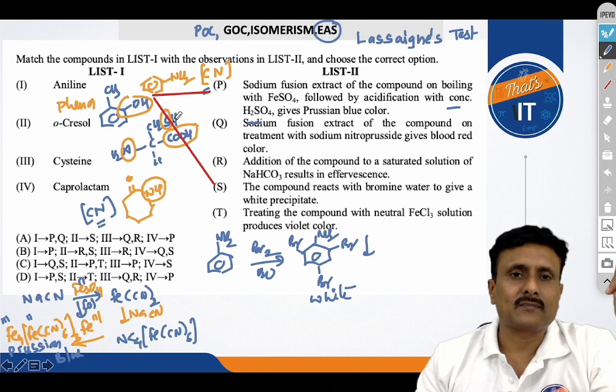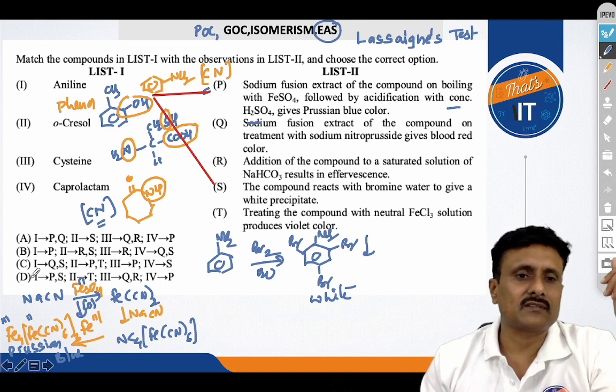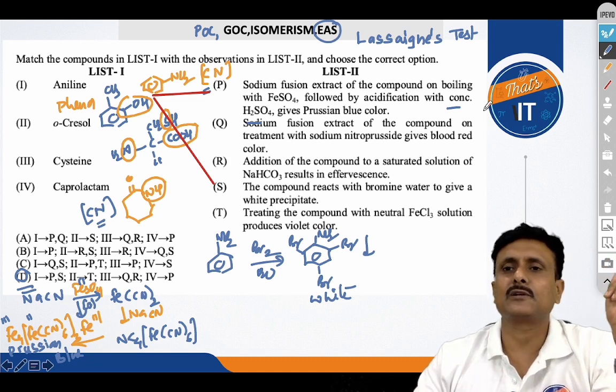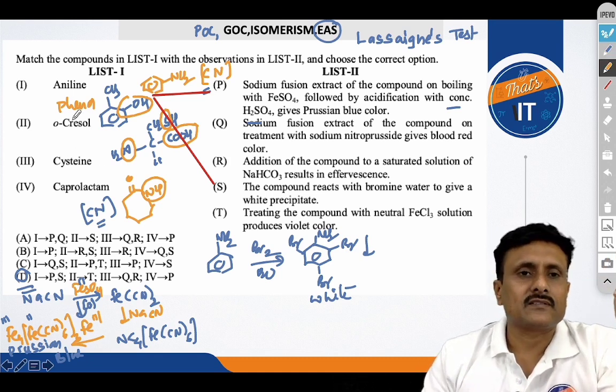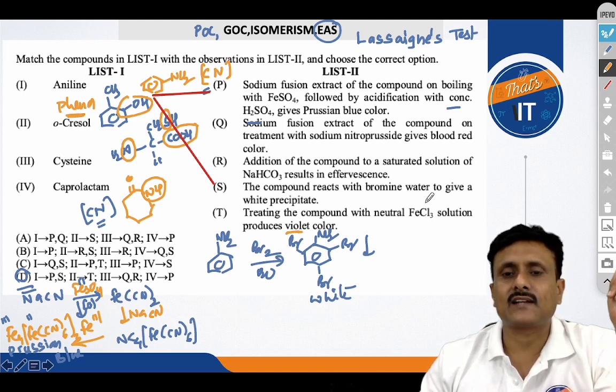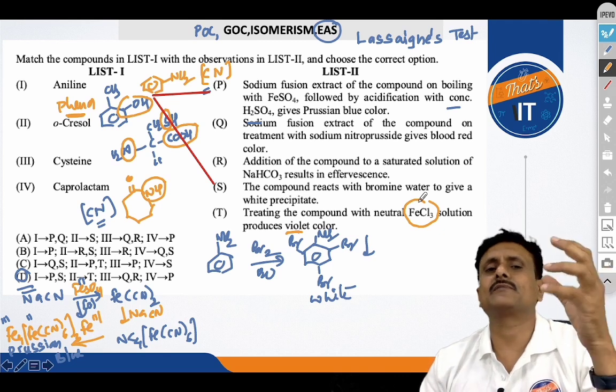So this one is matching with P as well as S. You can see the only option which is matching to it is nothing but D, but we will check the remaining also. Like you can see, this is having phenol, and you know phenol gives rise to the violet coloration when added to FeCl3 because of the complex formation.